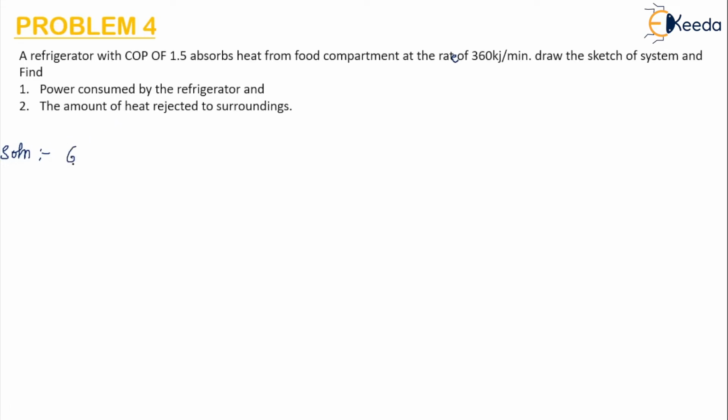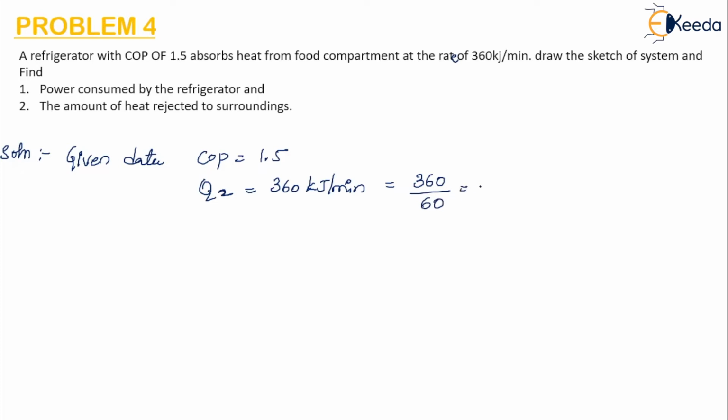So first of all, let us write down the given data. What is the given data here? They have given the COP, that is 1.5, and Q2, that is heat absorbed by the system, as 360 kilojoules per minute, which we will convert into kilojoules per second by dividing it by 60, that is 6 kilojoules per second, or you can write it as 6 kilowatt.